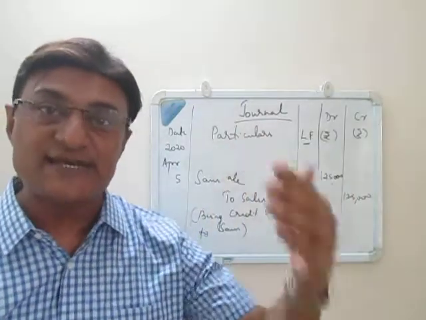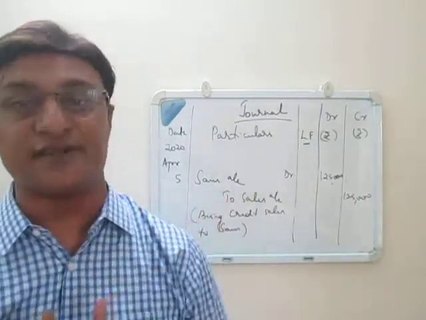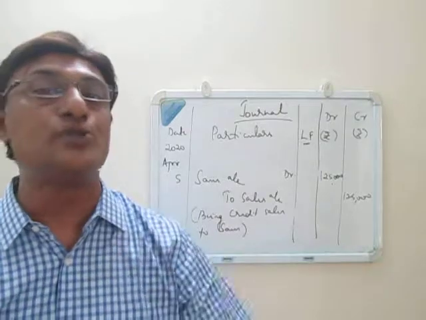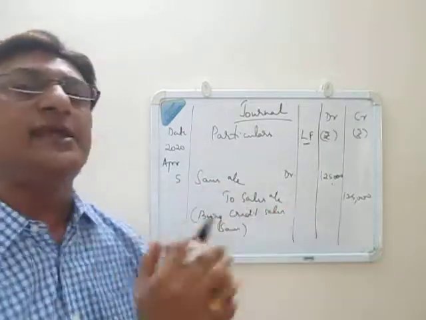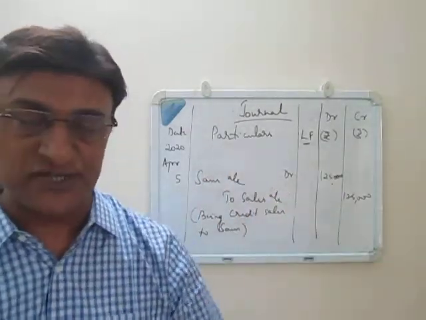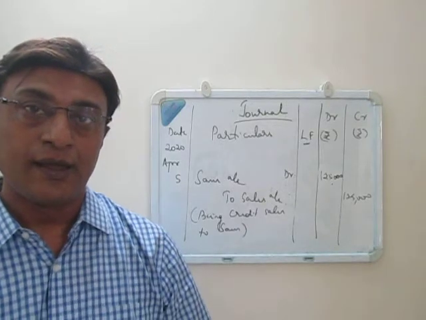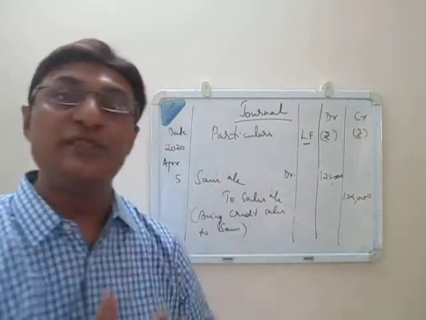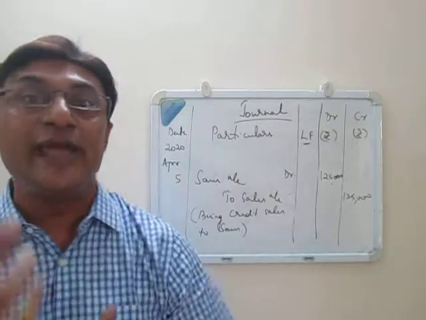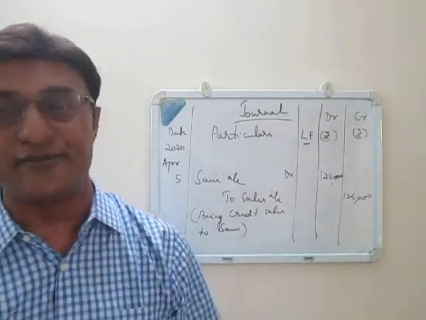So we keep passing these journal entries one after the other, leaving a gap of about 1 or 2 lines and being as neat and disciplined about it as possible. So with that we wind up with this session. We'll continue in our next session where I introduce compound journal entries. Thank you.